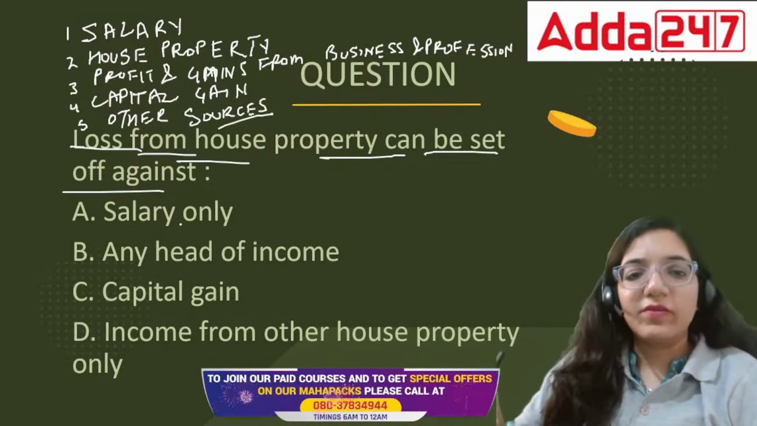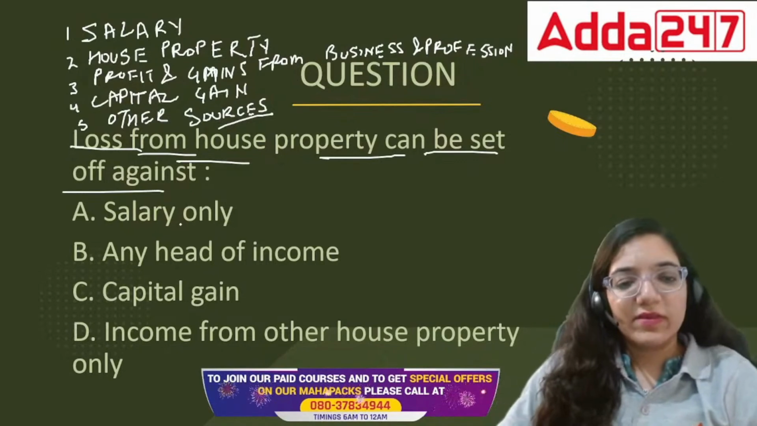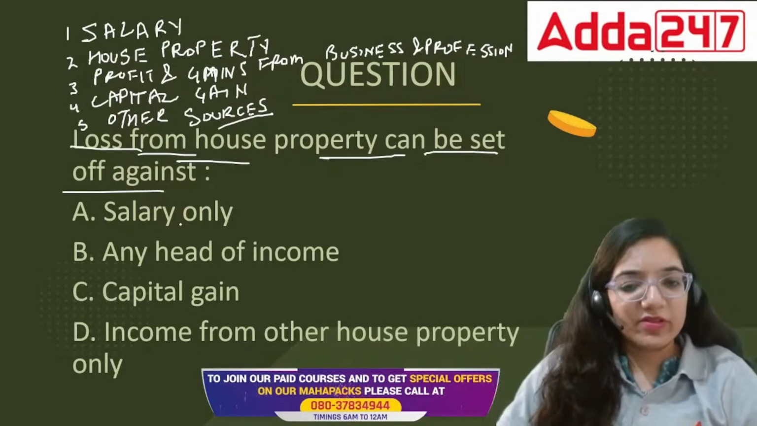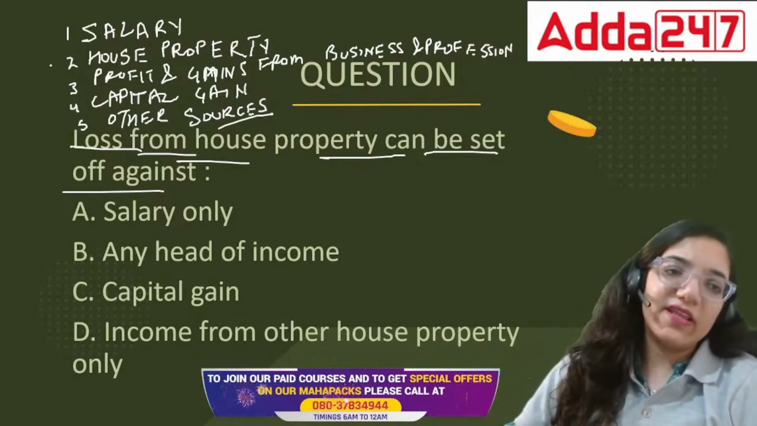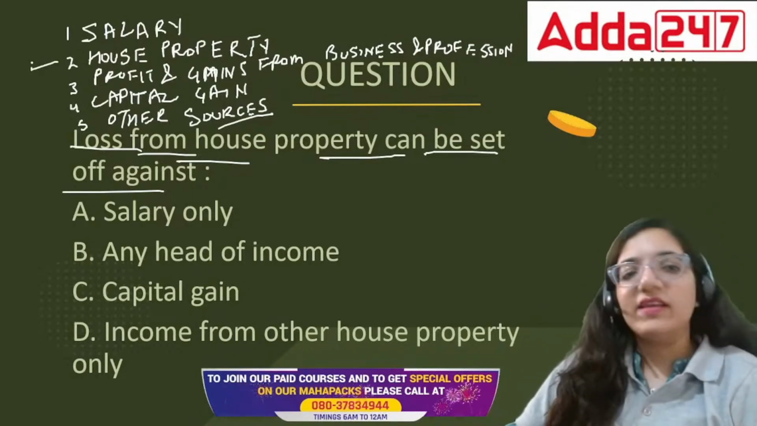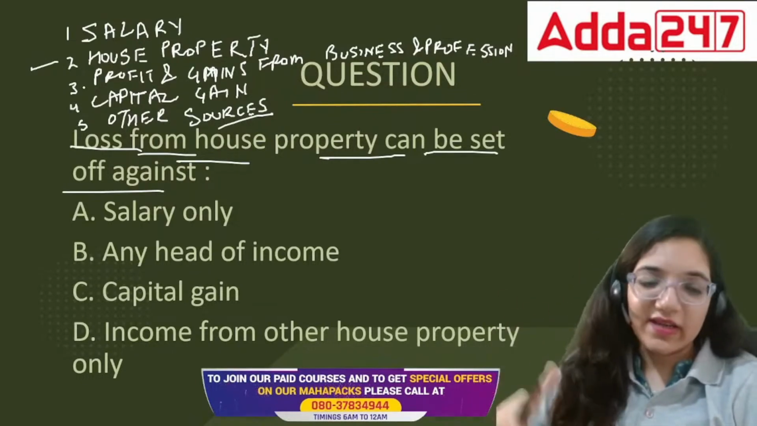Okay. Loss from the house property can be set off against salary, any head of the income, capital gain, or income from other house property. Loss from house property is a very generous head. This head is basically working upon the scenario. Acha, we were talking about the story, na? I was writing it all.